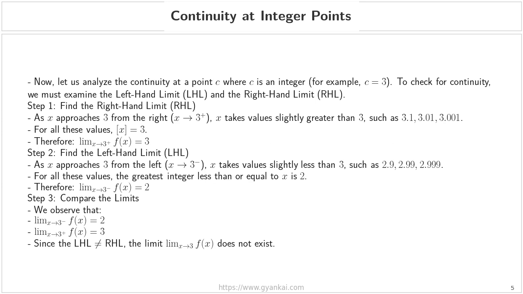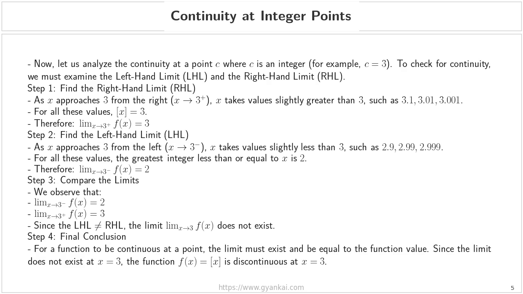In step 3, we compare these two limits. We can see that the limit from the left is 2, while the limit from the right is 3. Because the left-hand limit does not equal the right-hand limit, the overall limit of f of x as x approaches 3 does not exist. This brings us to step 4, our final conclusion.